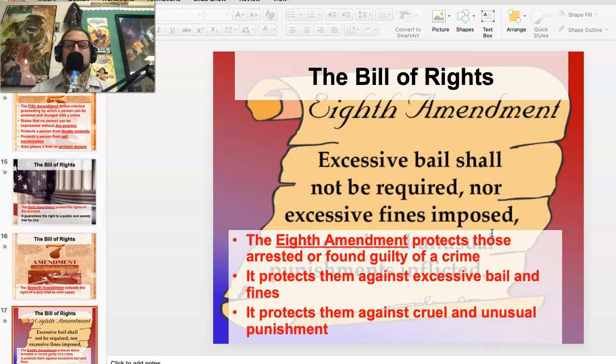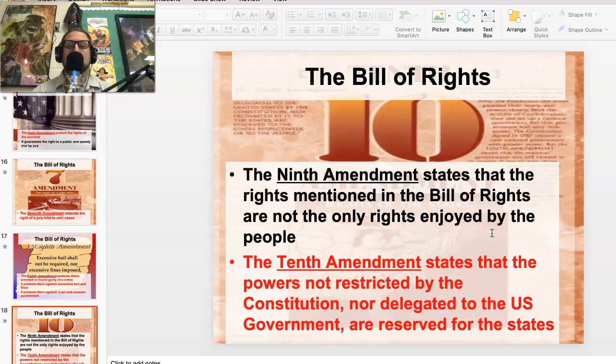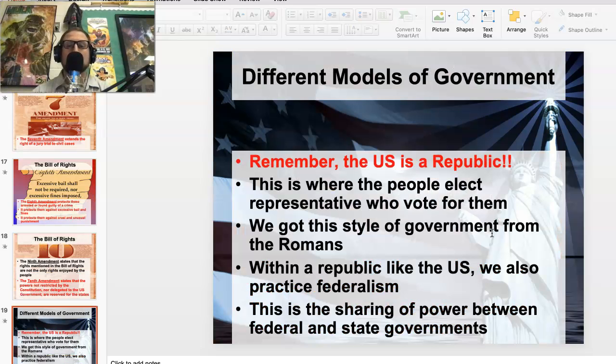The 8th Amendment protects against cruel and unusual punishment or excessive bail. So if you steal something in America, if you steal a candy bar, the punishment can't be to cut your hand off like it is in some nations under Sharia law. The 9th Amendment says that there are other rights besides the Bill of Rights, and the 10th protects state rights. So if this power is not given to the federal government, it's reserved for the state.